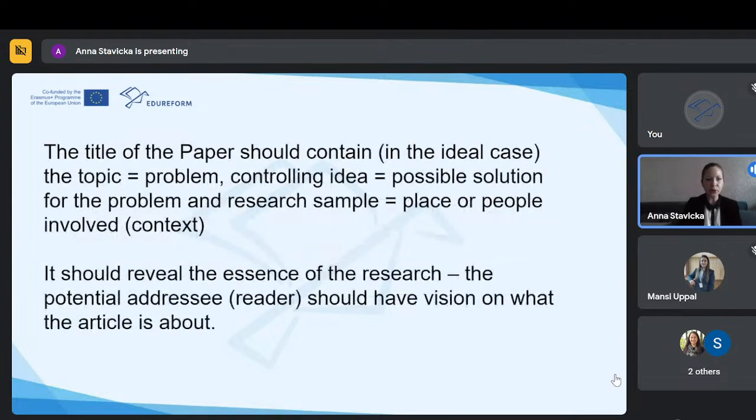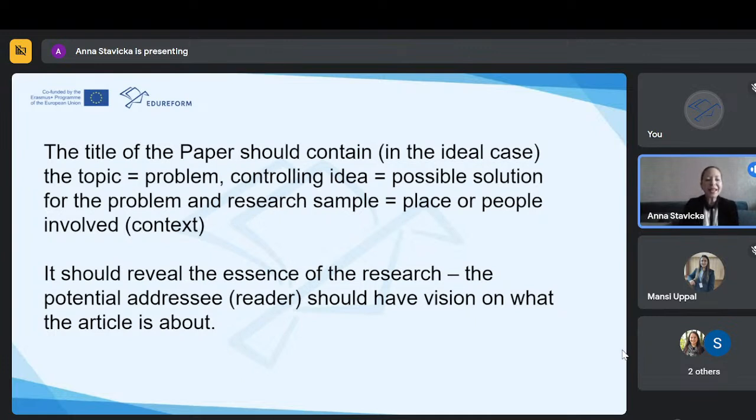So one of the ways to formulate the title of the paper is that it should contain, in the ideal case, the topic, the problem you identify, the identified controlling idea, which stands for the possible solution for the problem, and the research sample or context, the place or people involved or some other context.